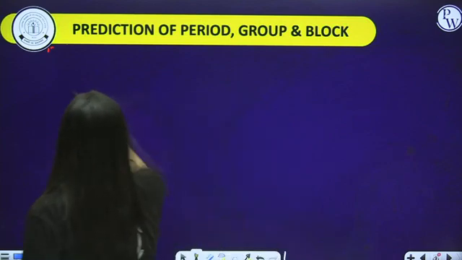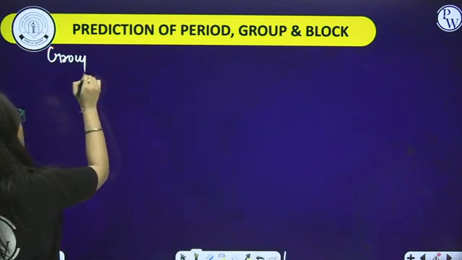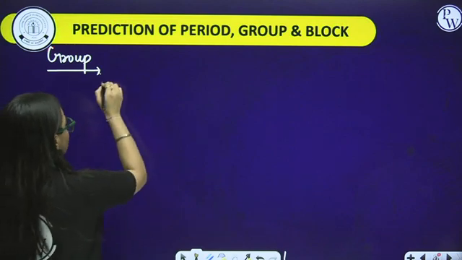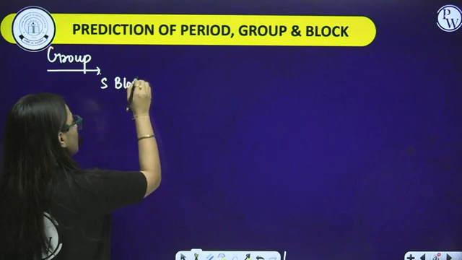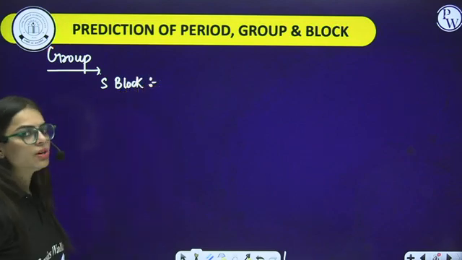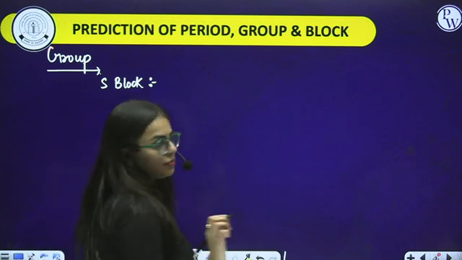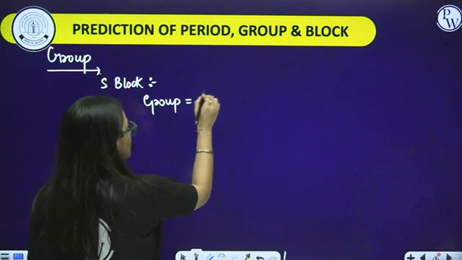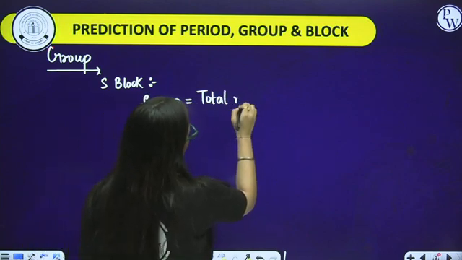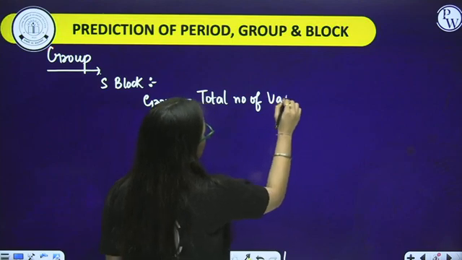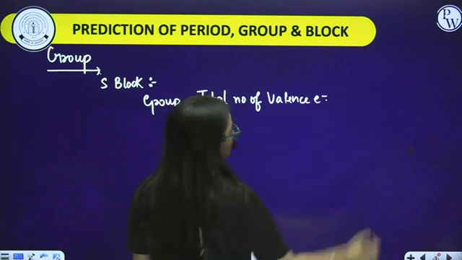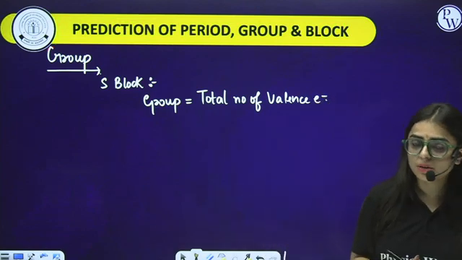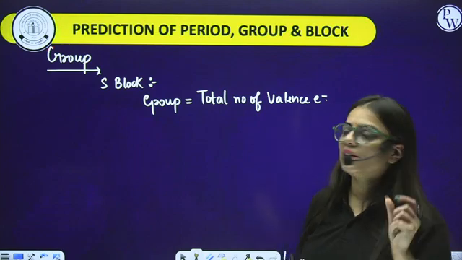Okay, students. Now comes for group. See, if it is S block element, that means if last electron is entering into S subshell, then what you have to do? Then in that case, for group, see, total number of valence electrons. What I'm saying is, if you know that last electron enters into S subshell, that means it lies in the S block. So you have to see the total number of valence electrons.